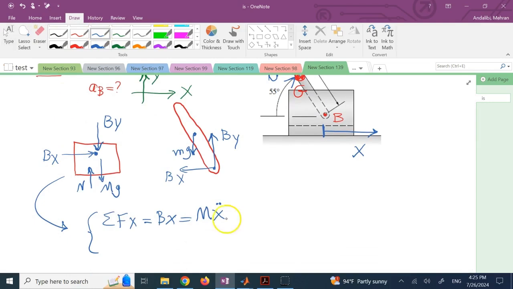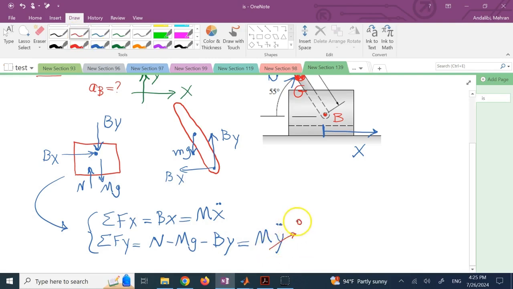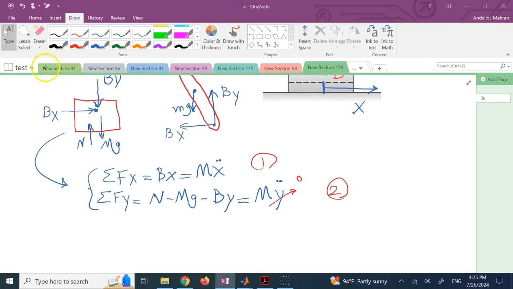So that's that one, and then sum of forces in the y direction is equal to N minus mg minus By, and this is equal to m y double dot, but y of the block is not changing, so this is simply 0. And if you don't mind, I would call these equations 1 and 2. It's always good to number your equations. It's a very good practice.